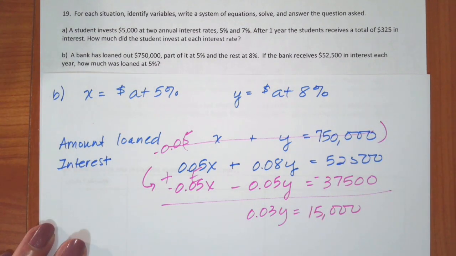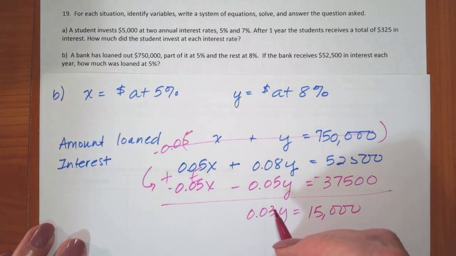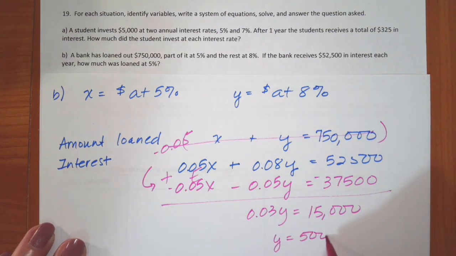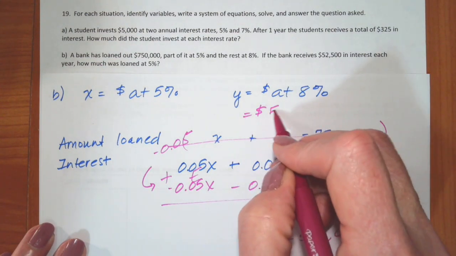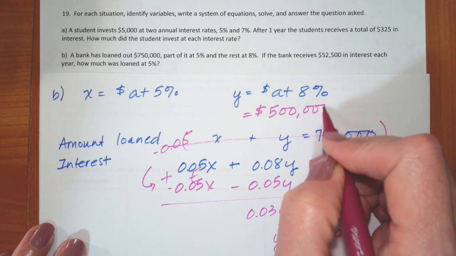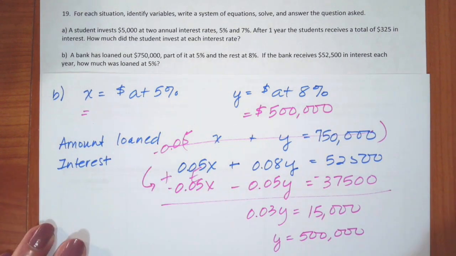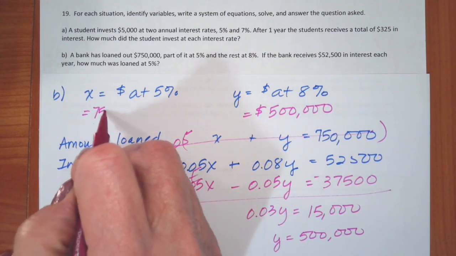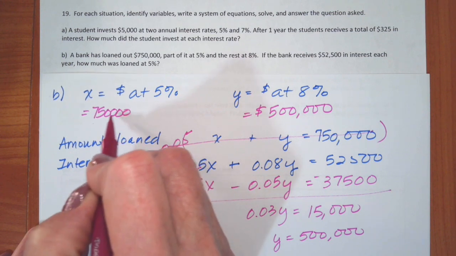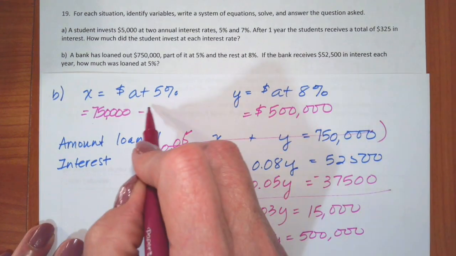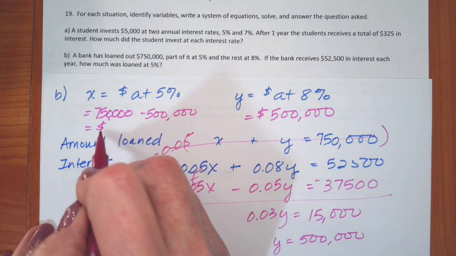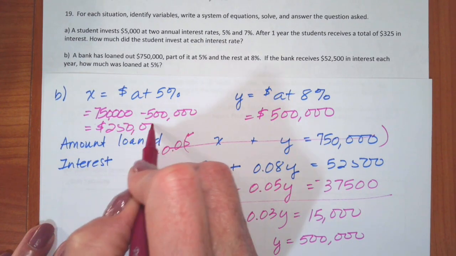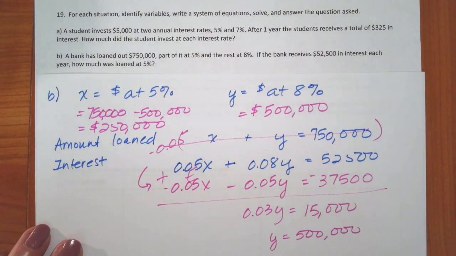And when I divide that by 0.03, I get that y is 500,000. Well, the x is equal to the total loans minus this amount, which is 250,000, which is what the question asked for.